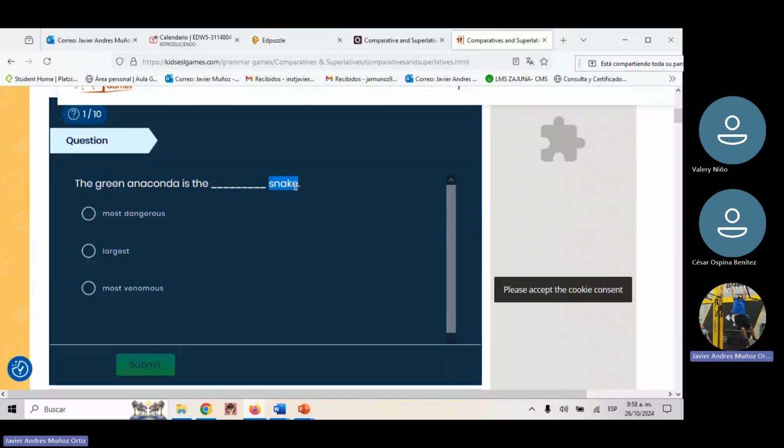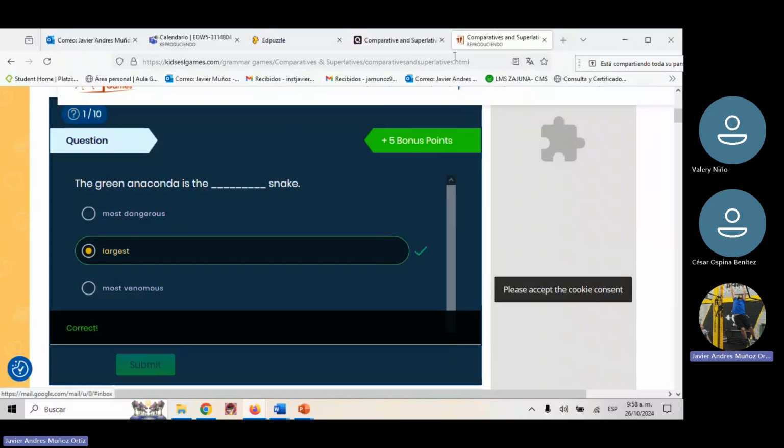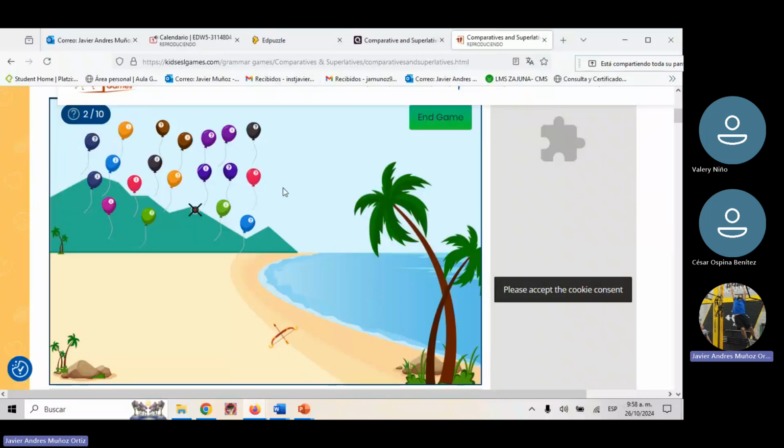Therefore, we use the superlative adjective. And according to the reality, is the anaconda the most dangerous animal, the largest animal, or the most venomous animal? I don't know. So you have to choose according to the reality. Definitely, it's not the most dangerous, not the most venomous, because there are more venomous animals. So I would say it's the largest. And that's correct.